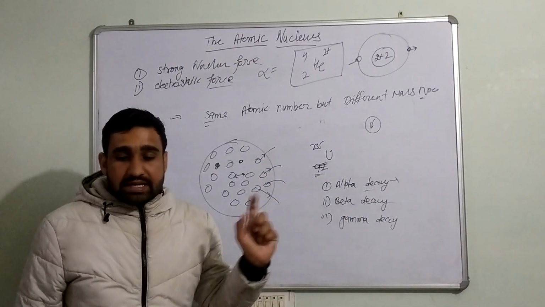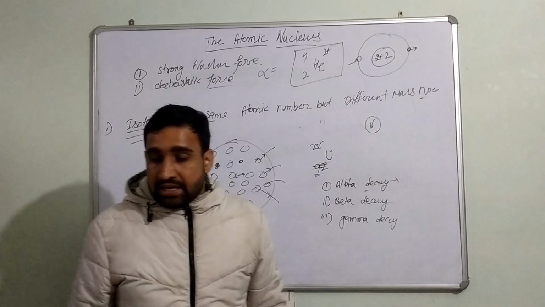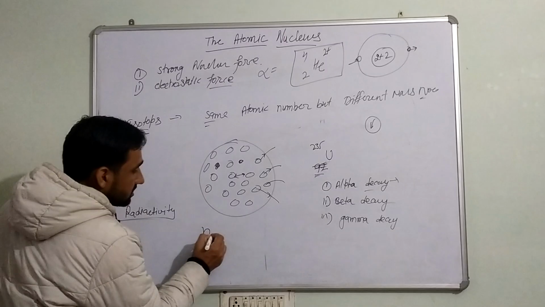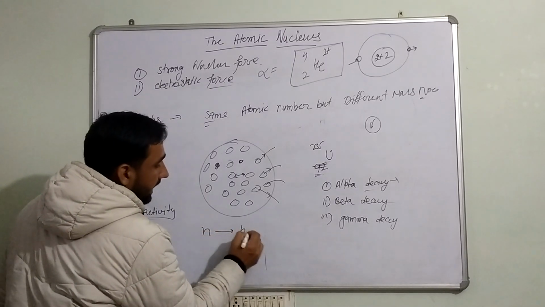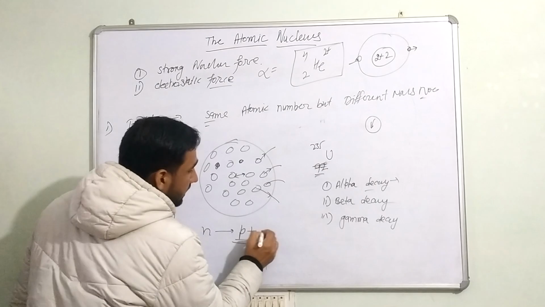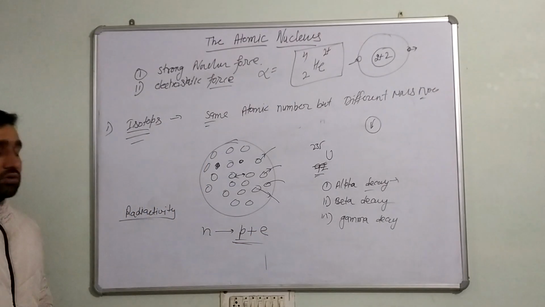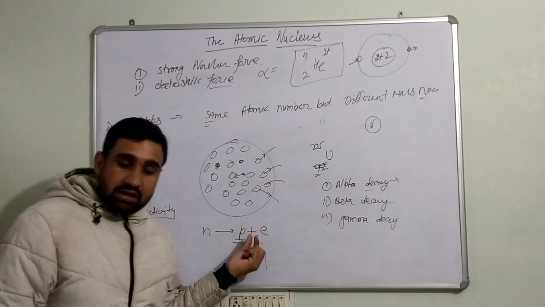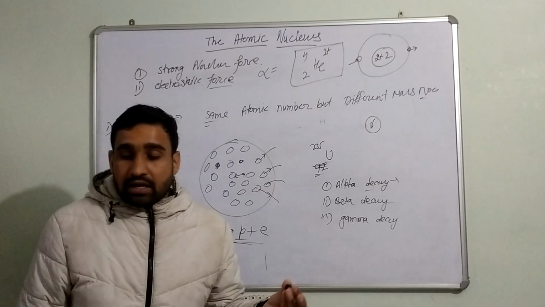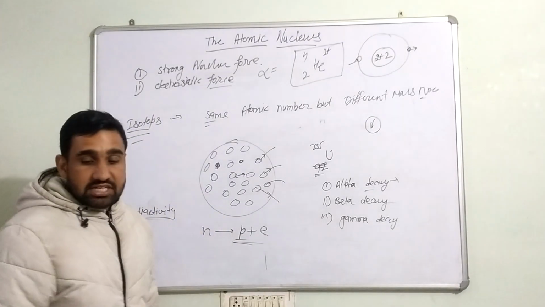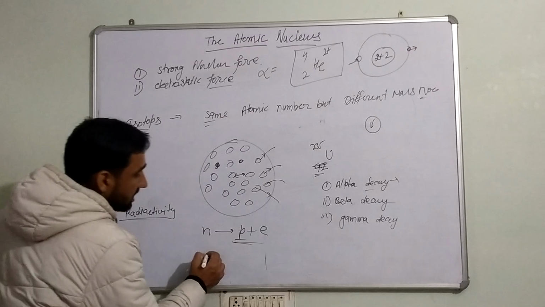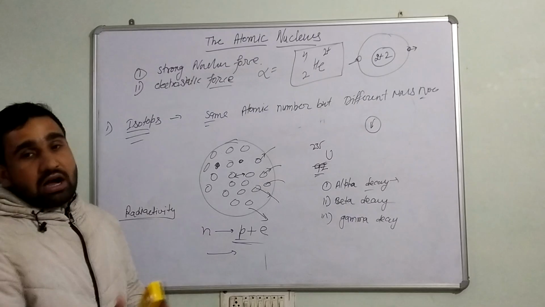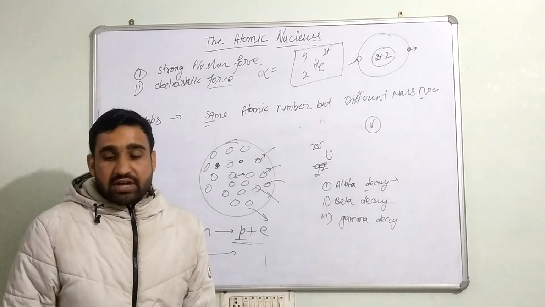But in beta decay, a neutron changes into a proton and emits an electron. Means in beta decay, a neutron changes into a proton and an electron is also removed. In gamma decay, high energy gamma rays come out of the nucleus without changing its composition. So these are the three types of radioactivity.